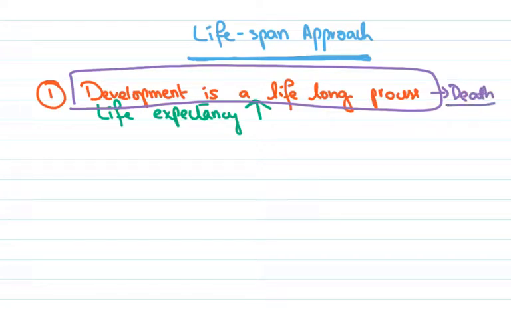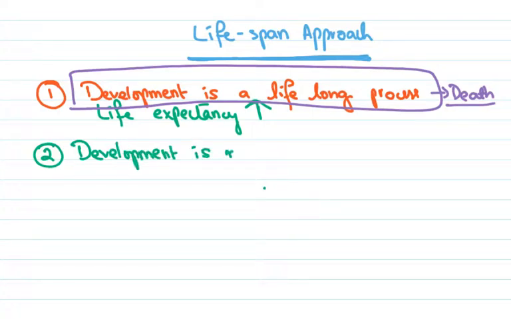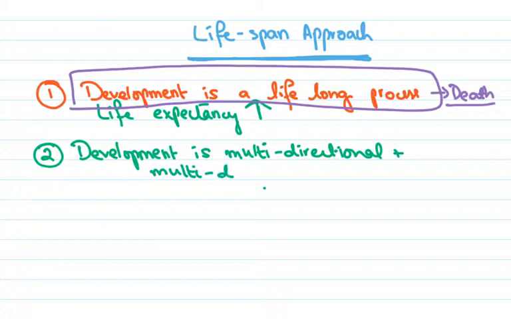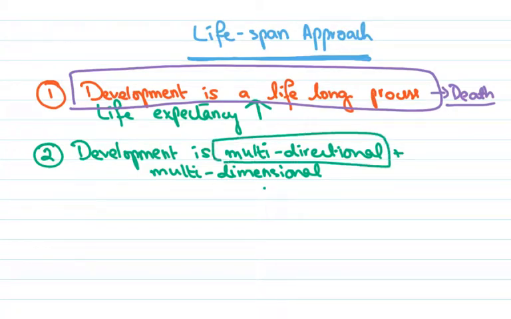What are some of the other assumptions? So some of the other assumptions are that development is multidirectional and multidimensional. Now, what does this mean, that it's multidirectional and multidimensional? So what multidirectional means is that you can be developing in one sort of field or in one sort of skill and sort of losing out on some other sort of skill.